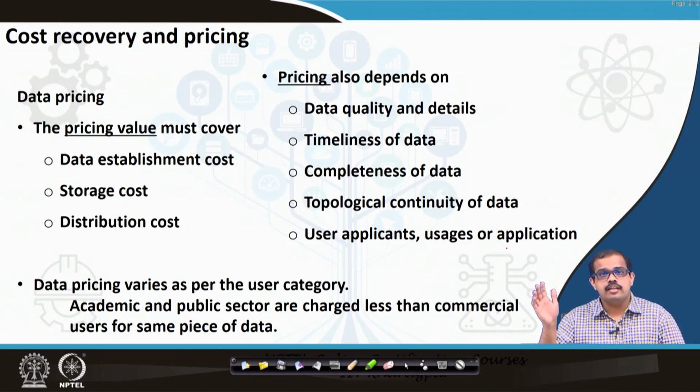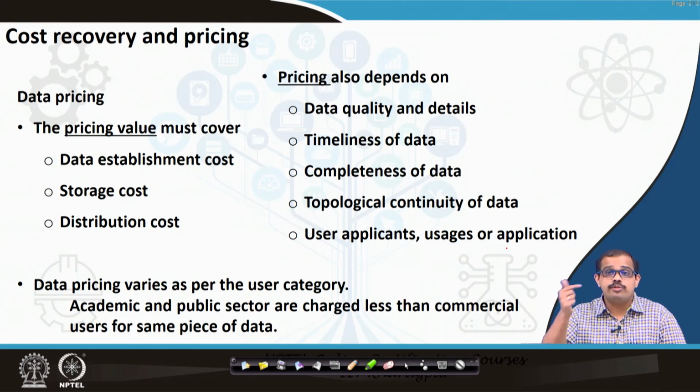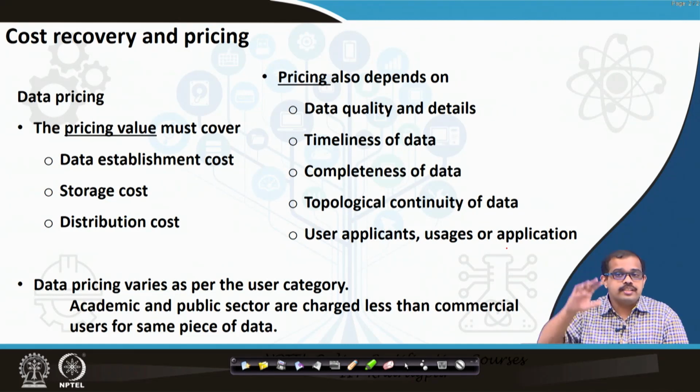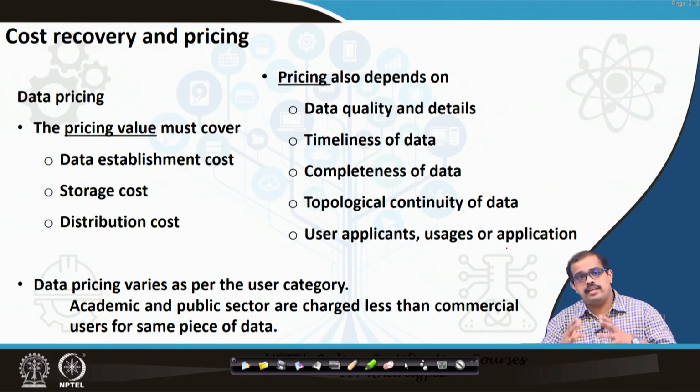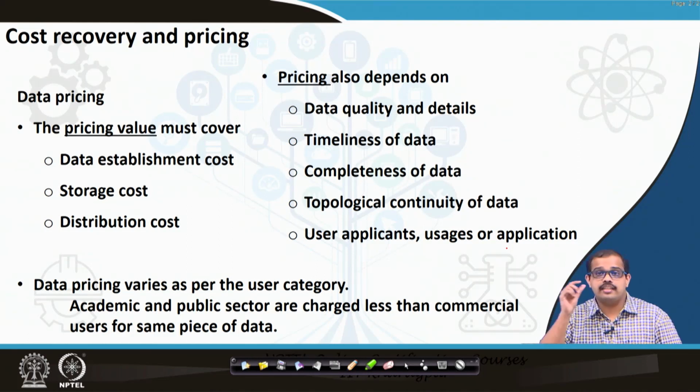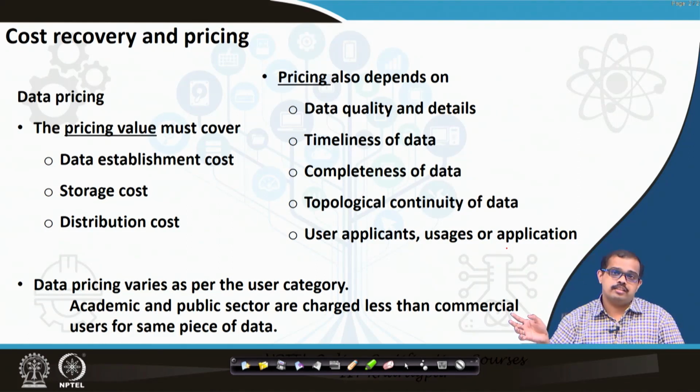When I look at pricing, pricing depends on data quality and details, timeliness of data, completeness of data, topological continuity of data, and the user applications, who will use that particular data in certain applications. So, all of these things are considered when you are looking at pricing. Okay. So, it can be different for user categories. For example, in India the academic and the public sector are charged less, whereas commercial users who use the same piece of data buy it at much higher prices. So, it depends on what kind of users there are.